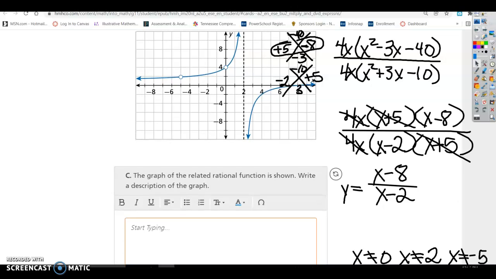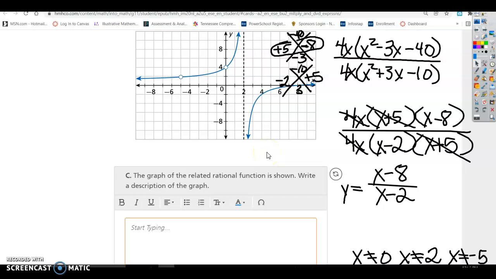All right, so it says the graph of the related rational function is shown. Write a description of the graph. All right, so the graph is 2 pieces. It is increasing on both parts. It has a vertical asymptote at 2. It has a hole at 0 and at -5. And that's about all I can tell about it from here.